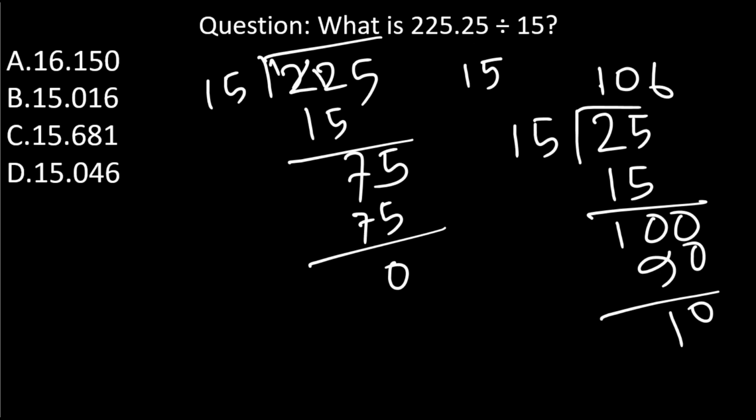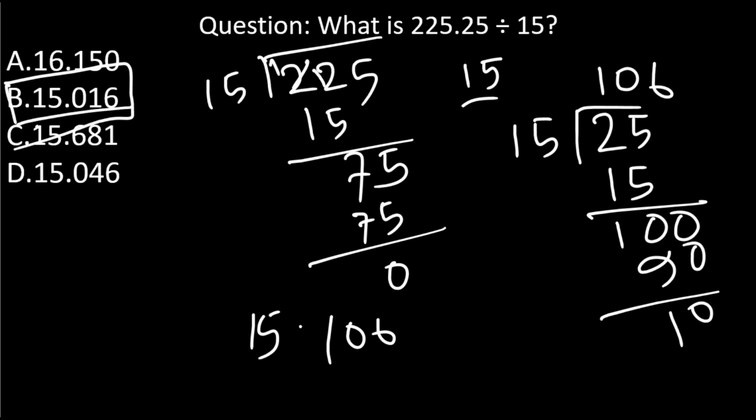So here we can simplify the whole number 15.06. Now check the answer. So what is 15.06? The nearest answer is B, 15.016. So exactly there is no answer.